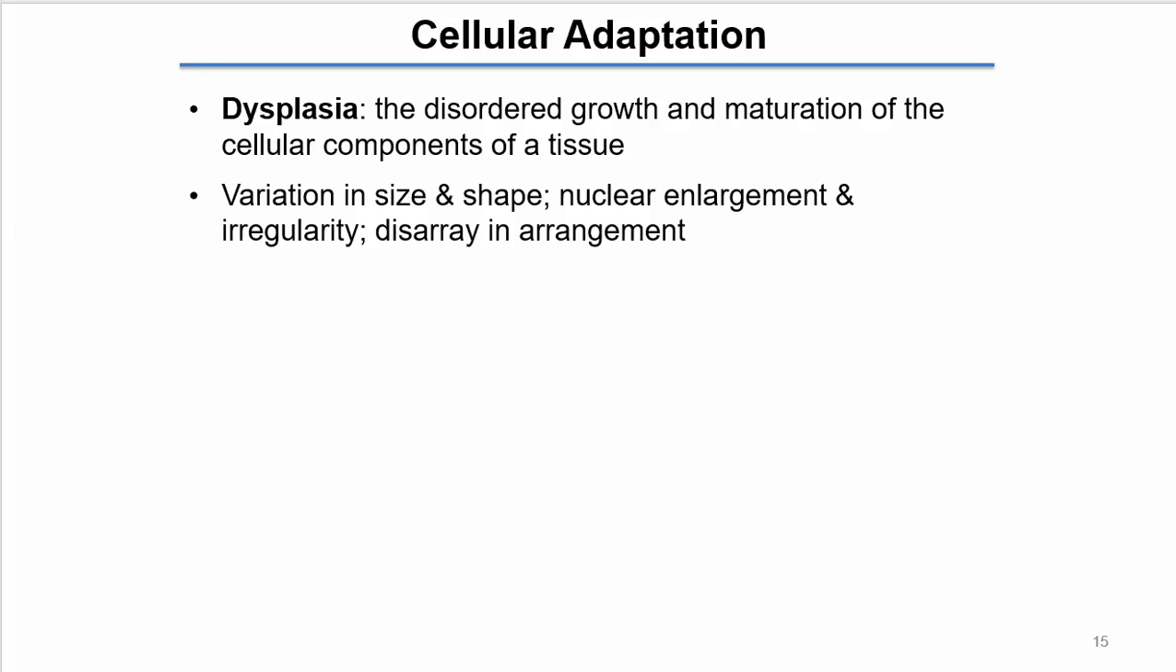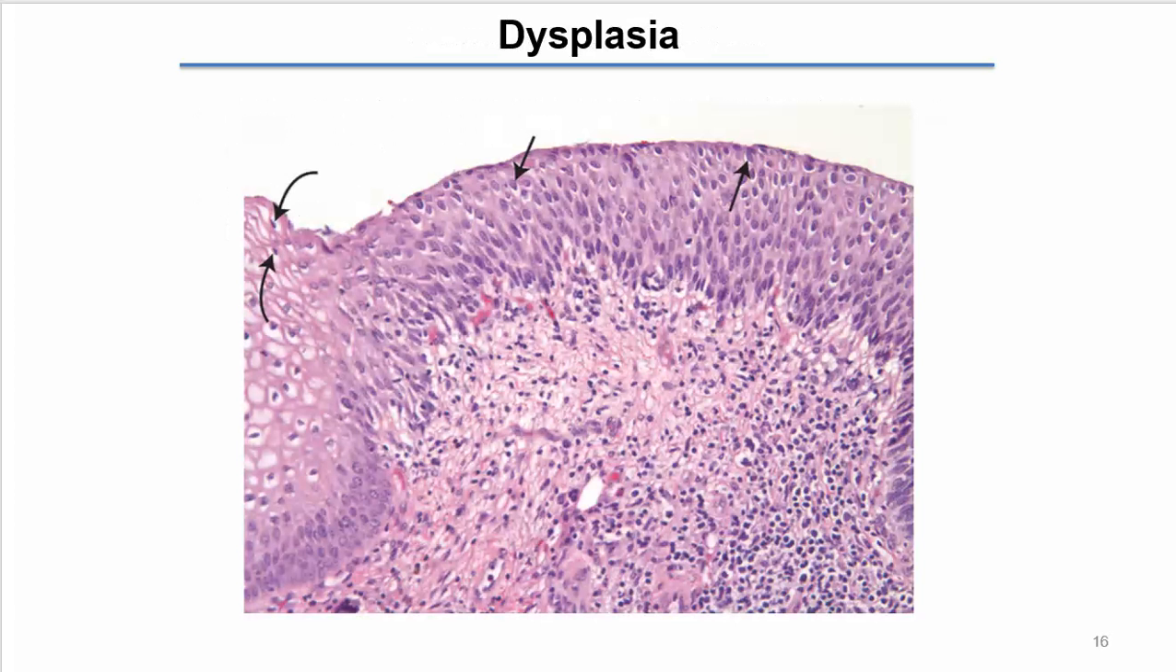So it loses its organization, and you get cells that will vary in size and shape, and the nuclei tend to get enlarged because the cells don't know what to do, so they try and do everything. We get irregularities. They stop having proper arrangement because they're trying to change as an adaptation to a persistent insult. So here's a photomicrograph of some dysplasia.